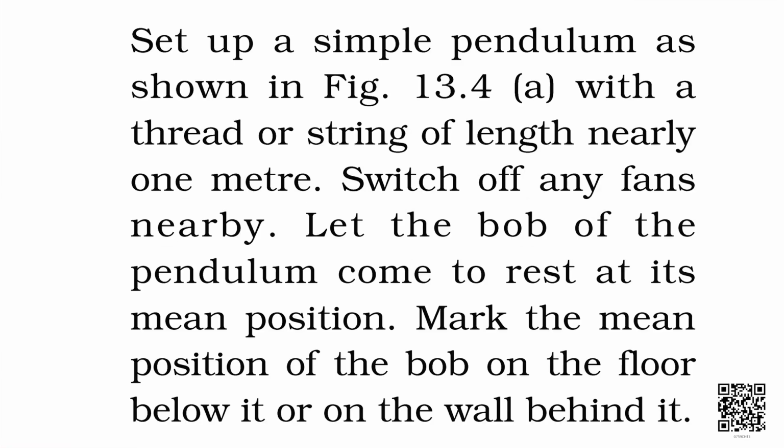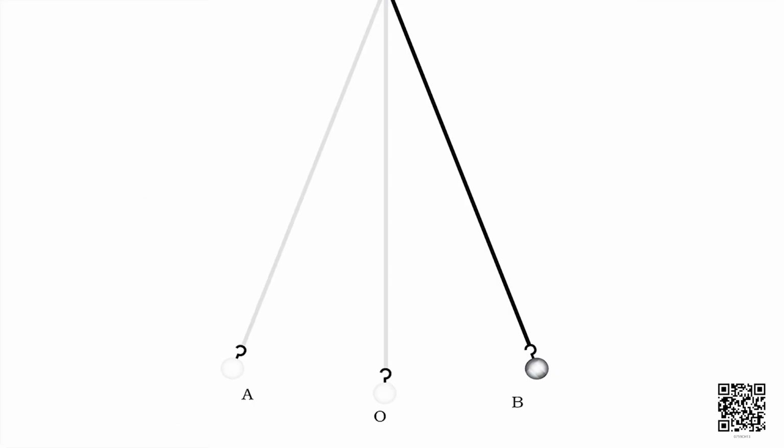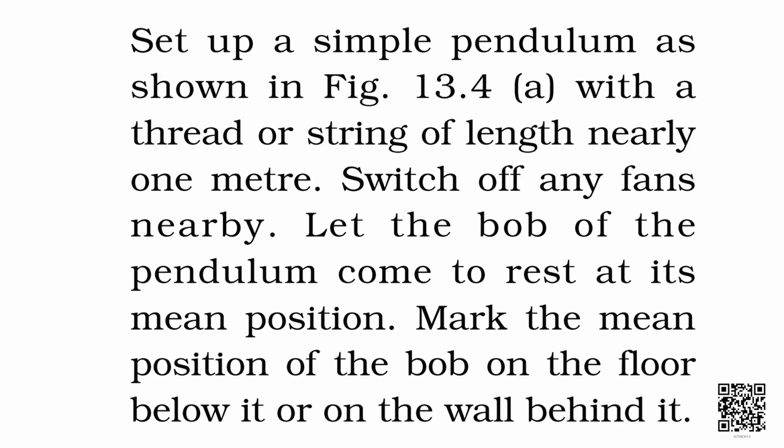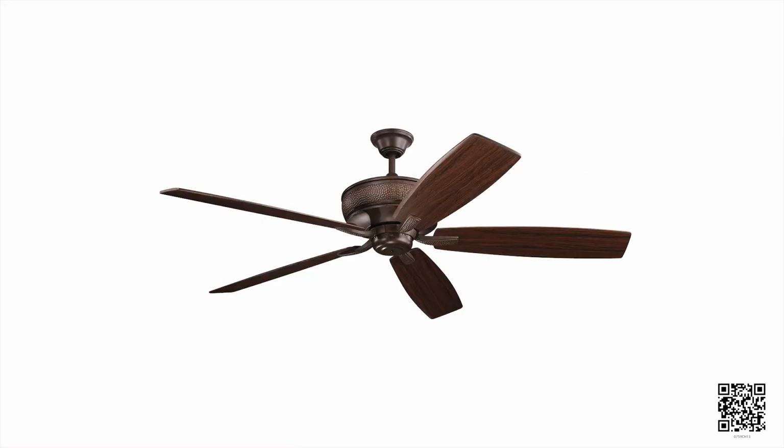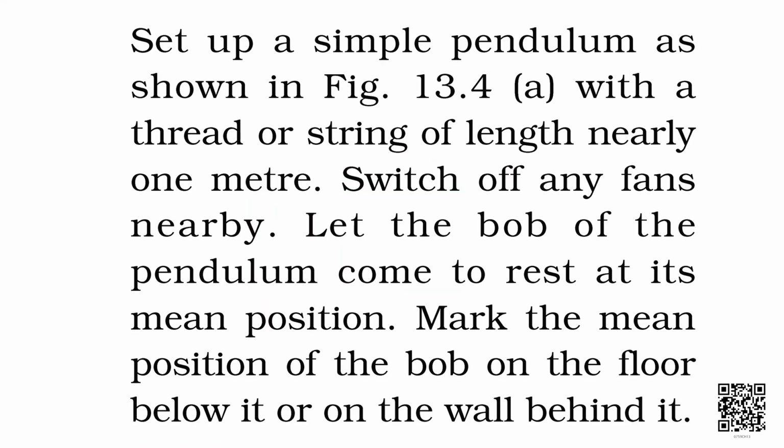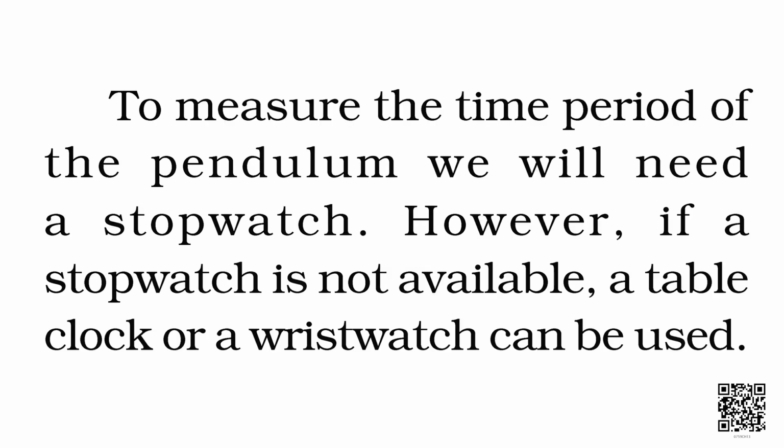Let us perform this activity to enhance our learning, that is, Activity 13.2. Set up a simple pendulum as shown in the figure with a thread or string of length nearly 1 meter. Switch off any fans nearby. Let the bob of the pendulum come to rest at its mean position. Mark the position of the bob on the floor below it or on the wall behind it. To measure the time period of the pendulum, we will need a stopwatch. However, if a stopwatch is not available, a table clock or a wristwatch can be used.